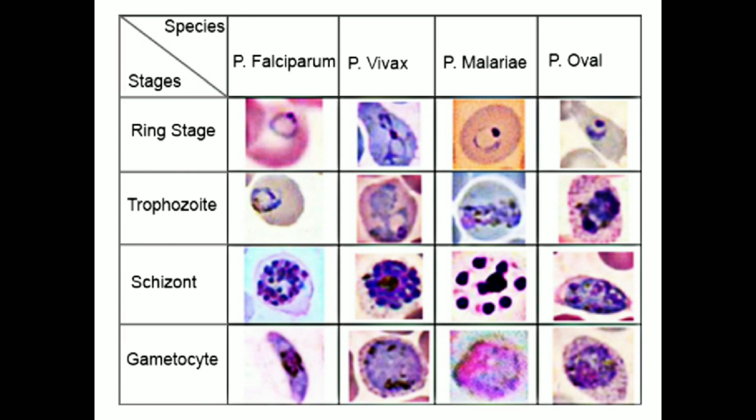This is the chart of all the species under the parasite Plasmodium. We have different species, and at the same time the stages of all these Plasmodium are given here. So we have the ring stage, the trophozoite stage, schizont, and gametocyte. So these are all the different stages of the Plasmodium.